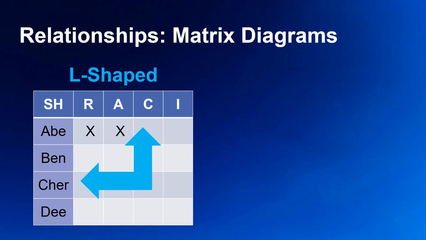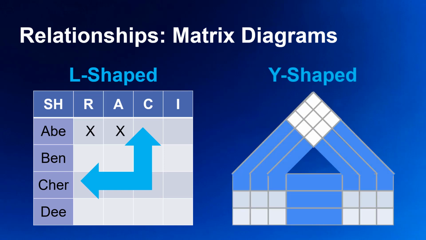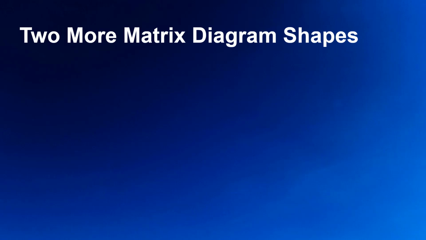In the Y-shaped matrix, we have three groups. The first is related to the second, which is related to the third, which in turn is related to the first group again, with fairly circular logic. You can see how the relationships go around almost in a triangle, but the headings form the shape of the letter Y. There are two more shapes that work very much like the L-shaped and Y-shaped matrix diagrams.